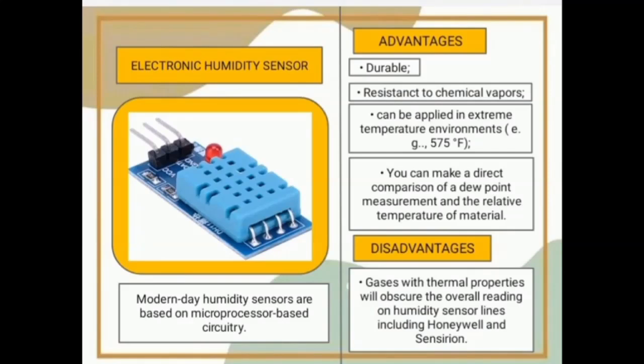So the advantages of the electronic humidity sensor: it is durable and of course resistant to chemical vapors, and it can be applied in extreme temperature environments, for example 575 Fahrenheit. And of course, you can also make a direct comparison of a dew point measurement and the relative temperature of material. And the disadvantage is that gases with thermal properties will obscure the overall reading on humidity sensor lines, including the Honeywell and the Sensirion.